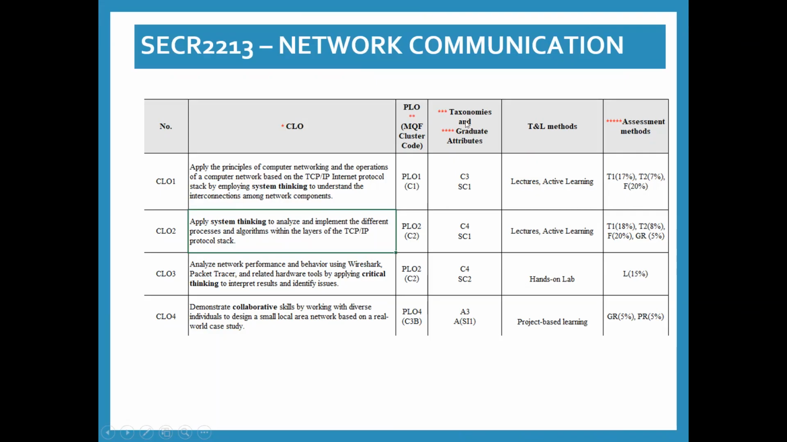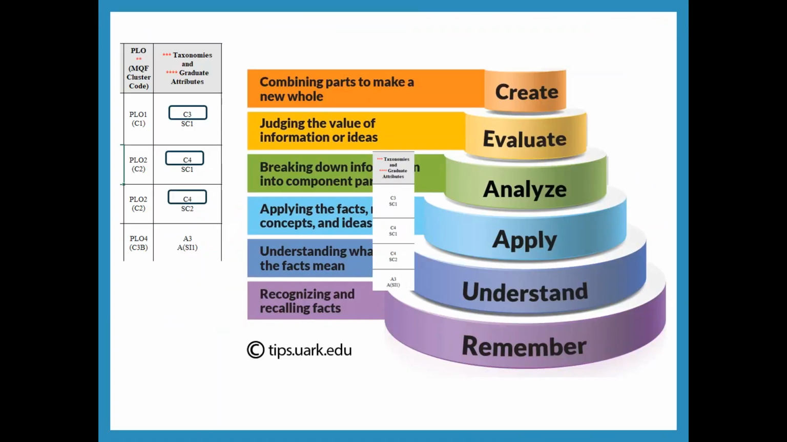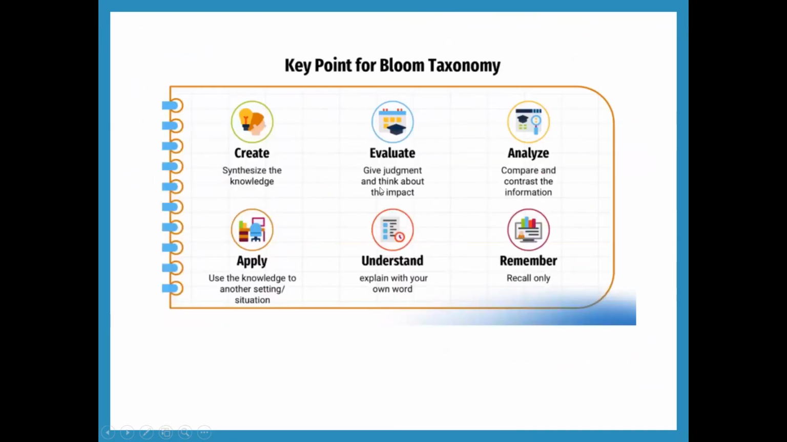Now if you look at the taxonomies here, this is the level you are expected to reach. C here is cognitive level. So we are following what we call Bloom's taxonomy. C3, C4, C4. I will explain to you what these mean in a little bit. So this is the cognitive level, what we call the Bloom's taxonomy. Ignore that for a little bit.